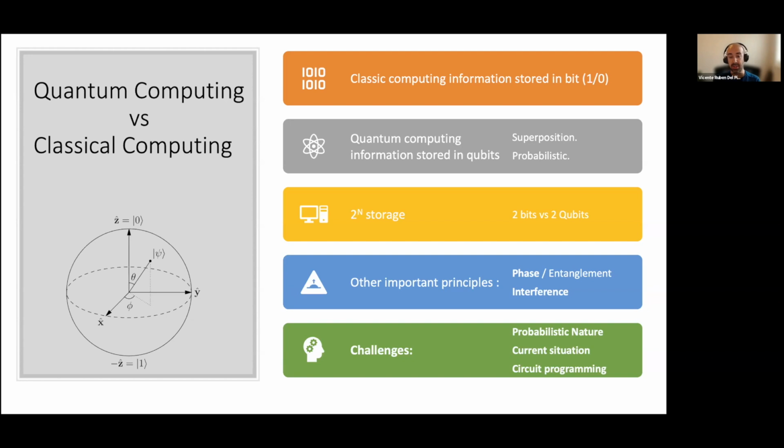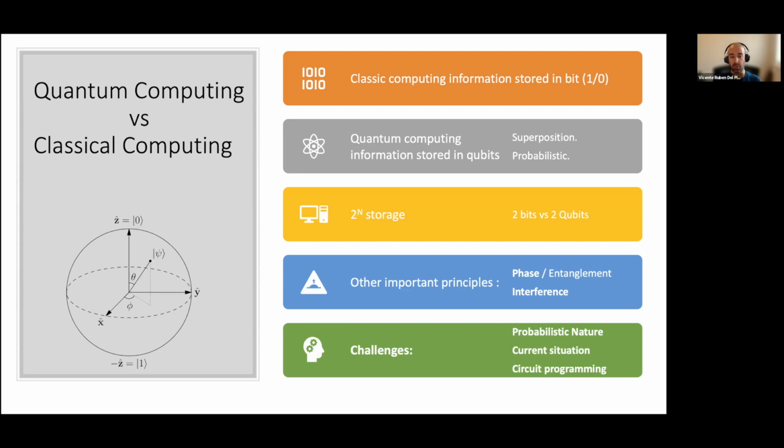There are other principles that we are very interested in quantum computing. You have phase, you have entanglement, as I said before, and you have interference. But there is something that you must keep in mind, and here are the challenges that we have right now in quantum computing. All of this sounds awesome, more power, more storage, but there are some challenges. One of them is that quantum computing right now is in its infant state. What do I mean by this?